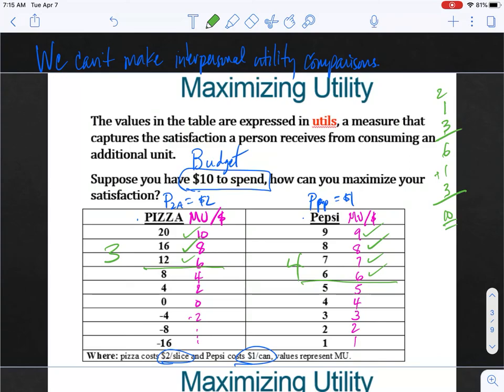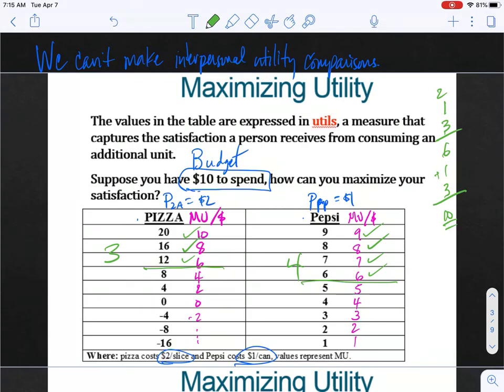And so here's the challenge. This is what I'll leave you with for this video. See if there's any other way you can spend $10 and get more total utility than you did with 3 slices of pizza and 4 Pepsis. You can fiddle with this a little bit, see what you can find.